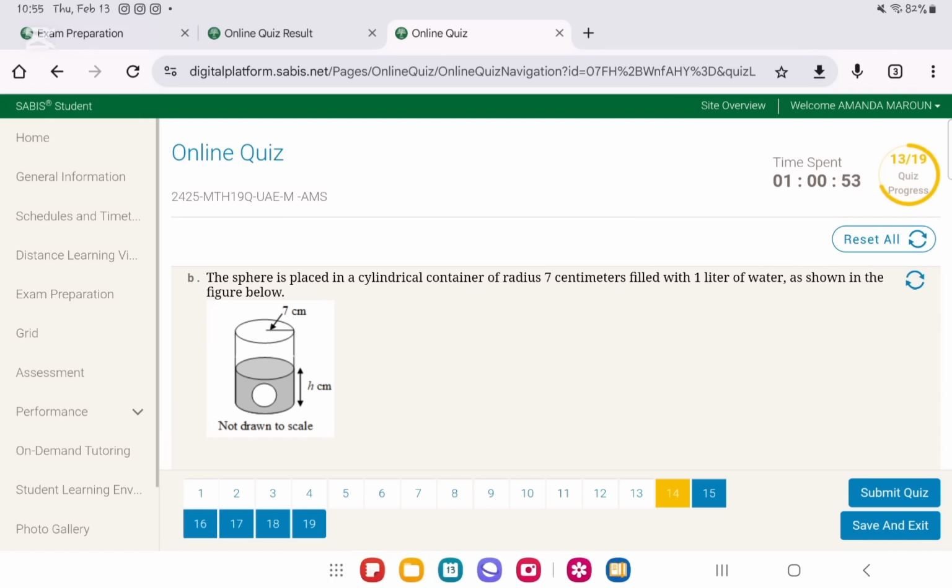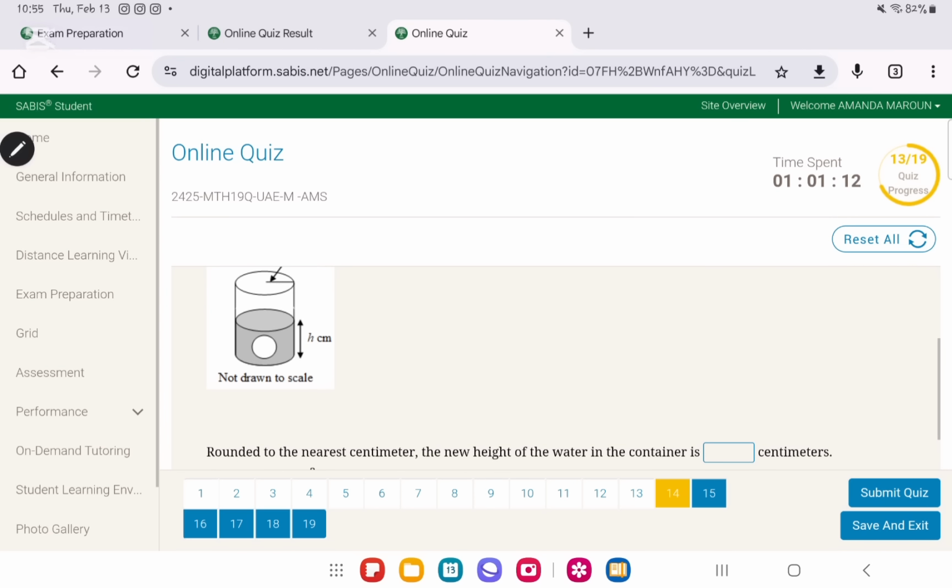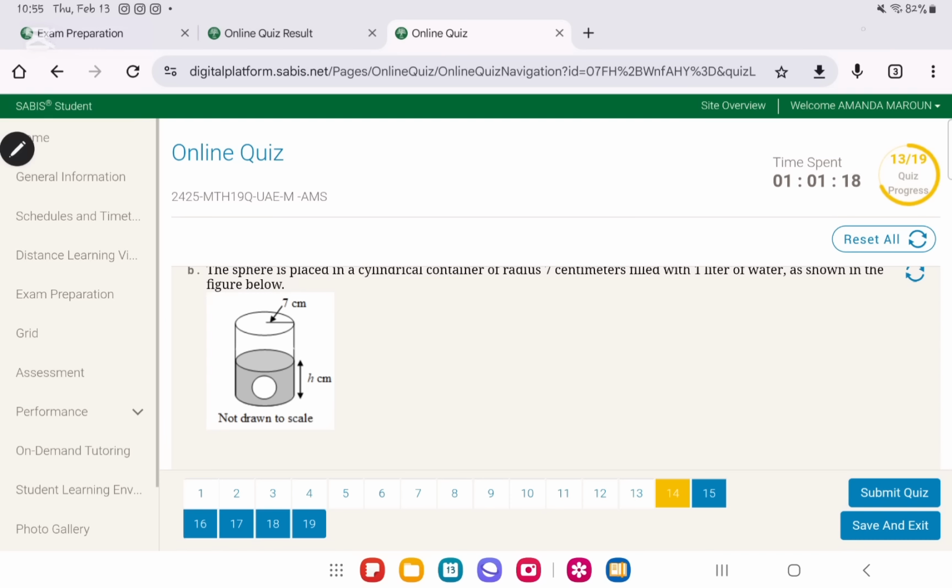Now B, the sphere is placed in a cylindrical container of radius 7 centimeters filled with 1 liter of water as shown in the figure below. Okay? 1 liter of water is 1,000 centimeters cubed. If you go down, they said rounded to the nearest centimeter, they need the new height of the water in the container.